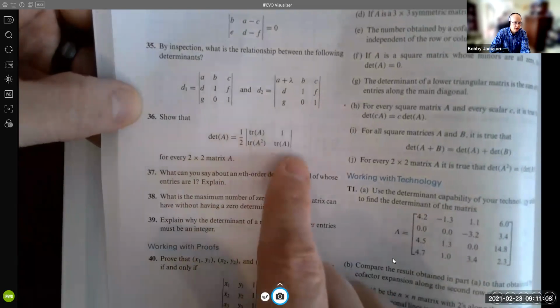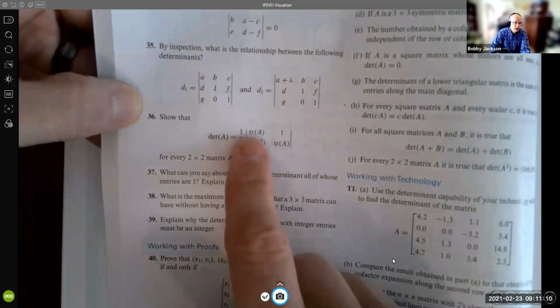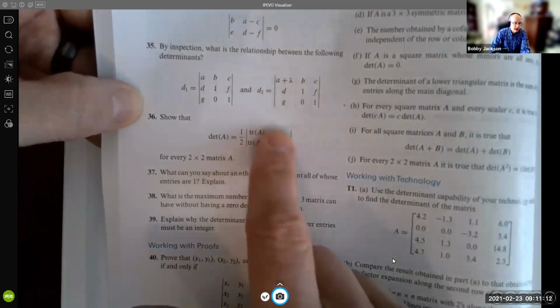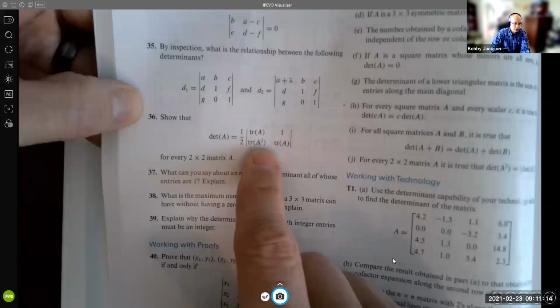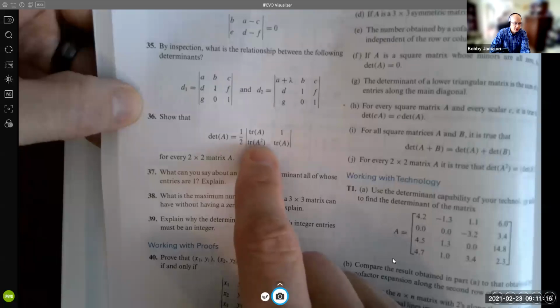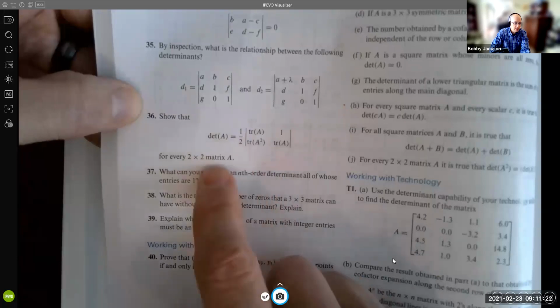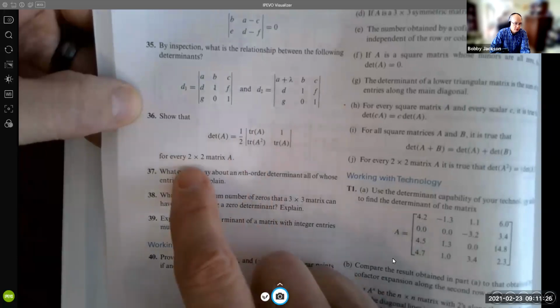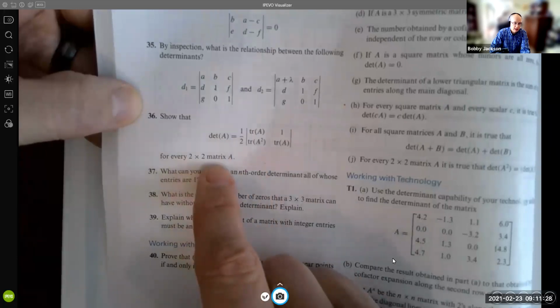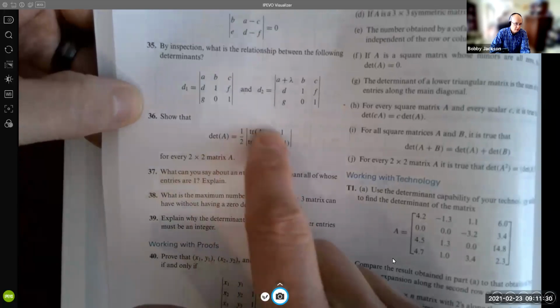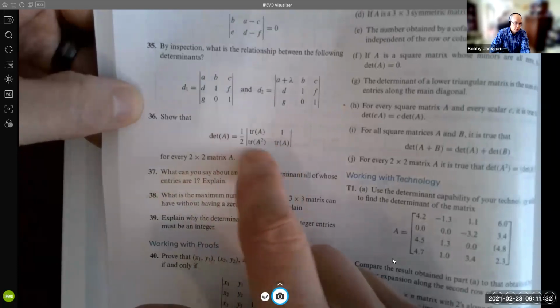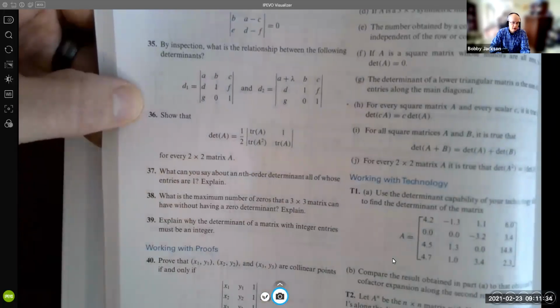These vertical lines mean what? The determinant of another matrix, and that matrix is also 2 by 2, and its entries are formed by, some of them, the trace of either A or A squared. So basically the way to do this problem is simply to come up with an arbitrary 2 by 2 matrix A, evaluate this expression on the right, and show that it's equal to the determinant of A. And that's what we're going to do.